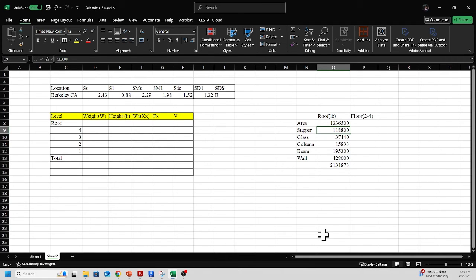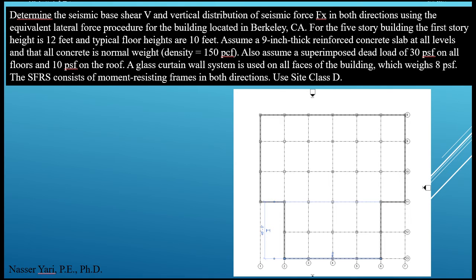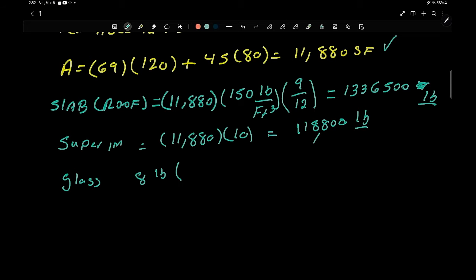Then we're going to calculate, and the PowerPoint said there was a glass. Okay, it says right here also that a glass curtain wall system is used and is 8 pounds per square foot. Okay, that's right. So we're going to go ahead and calculate that too. So that's 8 pounds, and it has to be multiplied by the whole length. And the fourth floor to the roof is only 10 feet tall.